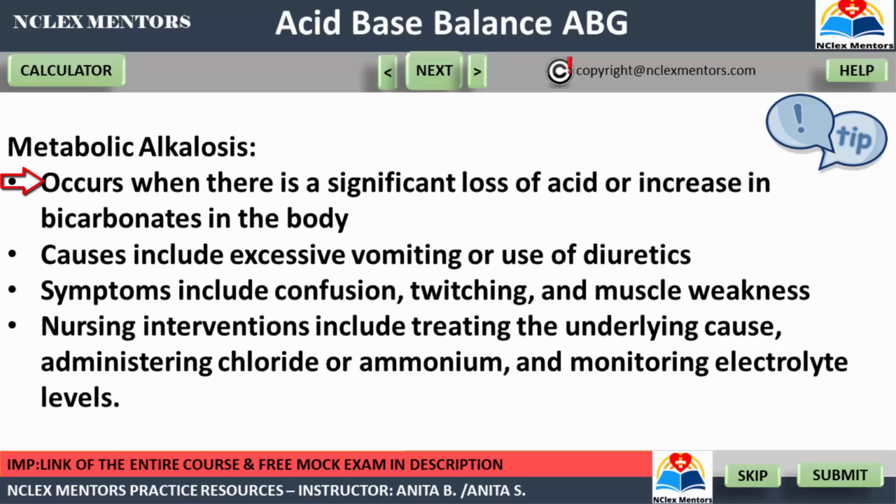Metabolic alkalosis occurs when there is a significant loss of acid or an increase in bicarbonates in the body. This condition can be caused by excessive vomiting or the use of diuretics. Symptoms of metabolic alkalosis include confusion, twitching, and muscle weakness. Nursing interventions for this condition involve treating the underlying cause, administering chloride or ammonium, and monitoring electrolyte levels.